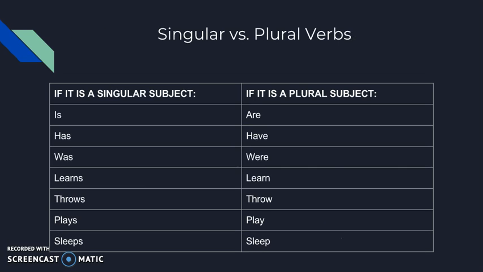We're now going to look at examples of verbs with their singular and plural versions. The first three verbs we will be looking at are all being verbs. On the left is if the subject has a singular meaning, and on the right is if the subject has a plural meaning. The first verb is "is," which is a singular version. The plural version of "is" is "are."